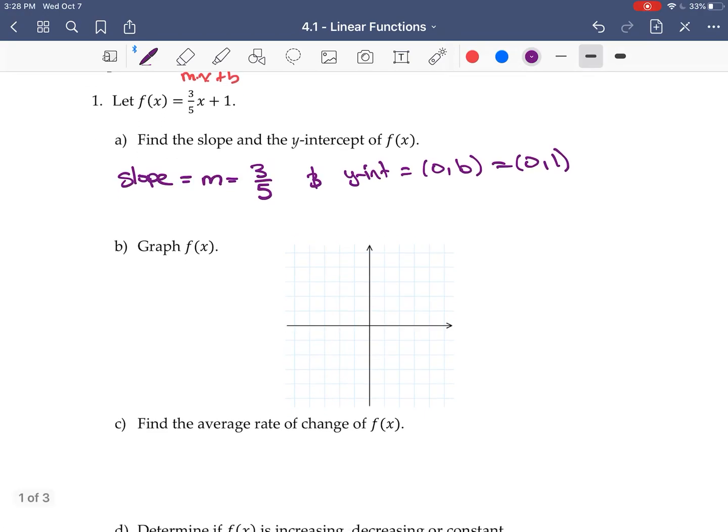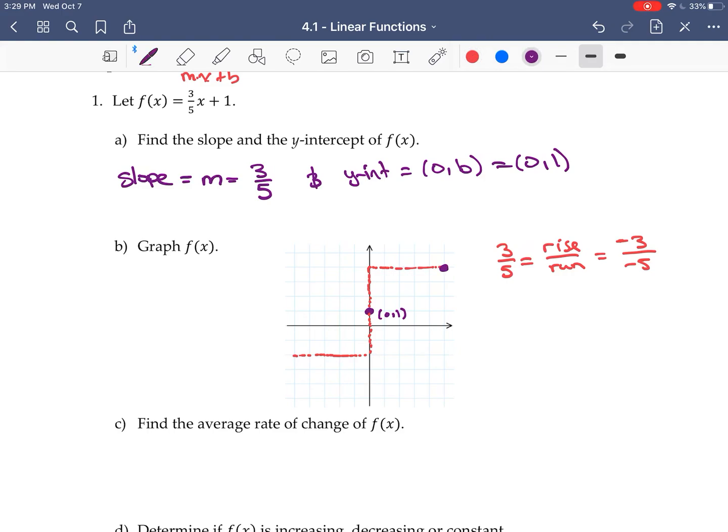So if we wanted to graph it, I would plot the y-intercept. So I plot (0, 1). And then I'm going to go rise over run. The 3/5 is the rise over the run. So I would go up 3 and over 5. Now you could also write this as -3 over -5, in which case I would go down 3 and 5 to the left. Either way I get a point on my line.